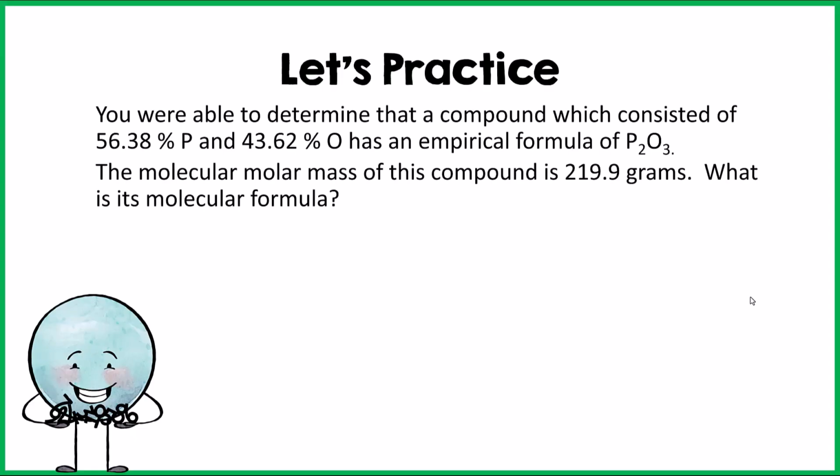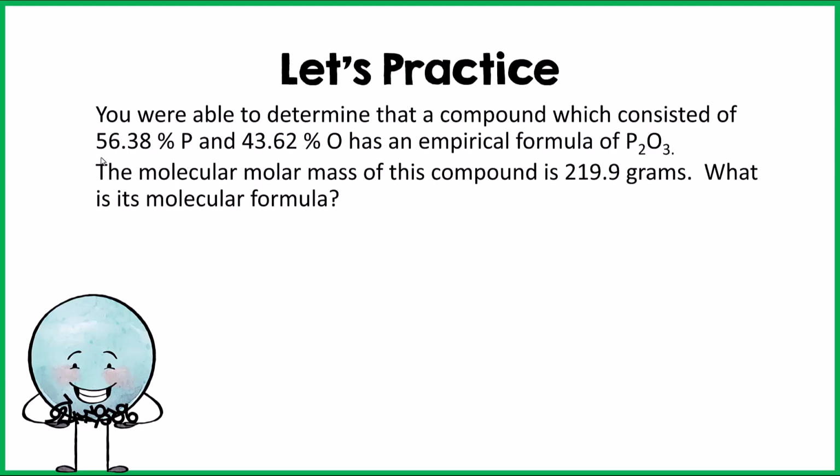You were able to determine that a compound which consisted of 56.38% phosphorus and 43.62% oxygen has an empirical formula of P2O3. The molecular molar mass of this compound is 219.9 grams. What is its molecular formula?